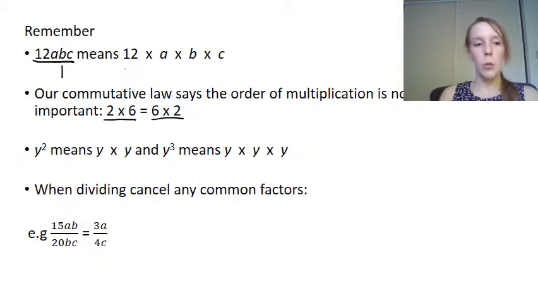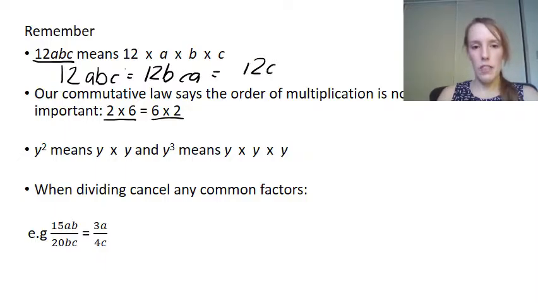If we go back to this 12ABC, that's also equal to 12BCA or 12CBA or whatever other order we wanted. All of those are equal because it's multiplication, and our commutative law says the order doesn't matter.